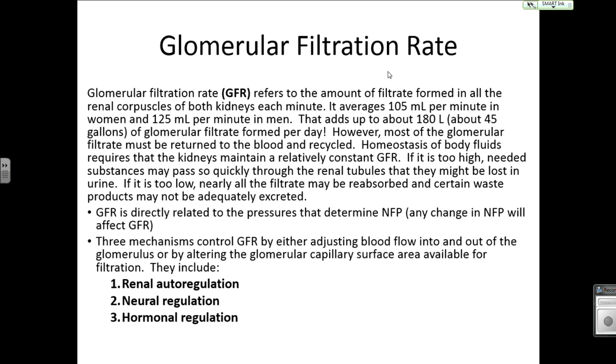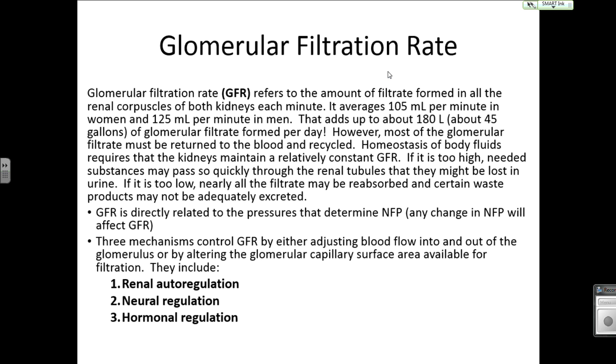When we are running away from a bear, do you think we want to form more or less filtrate? Think of it this way. When we're running away from a bear, are we at all concerned with making urine? You might pee yourself, but you've already made that urine. Okay? You're not making more.